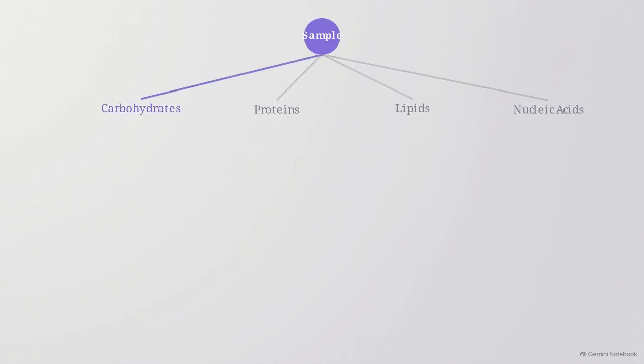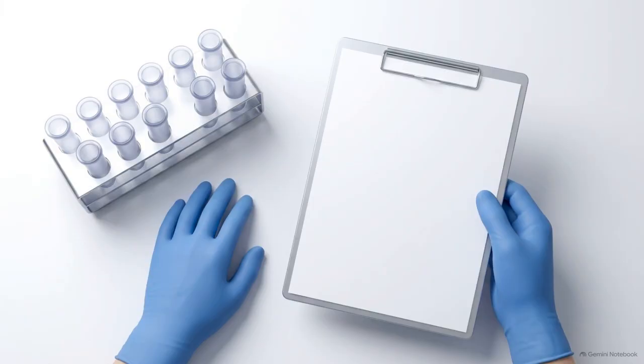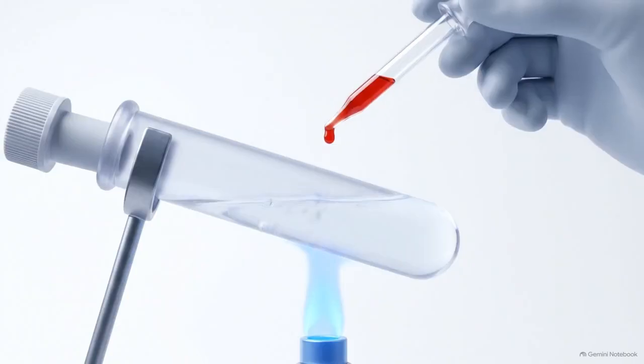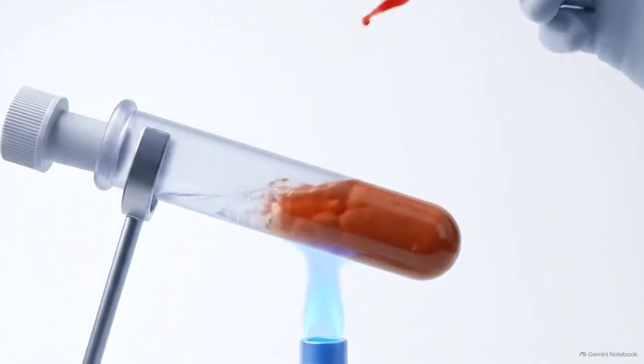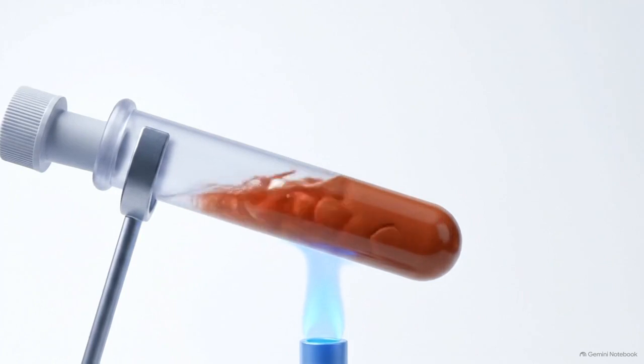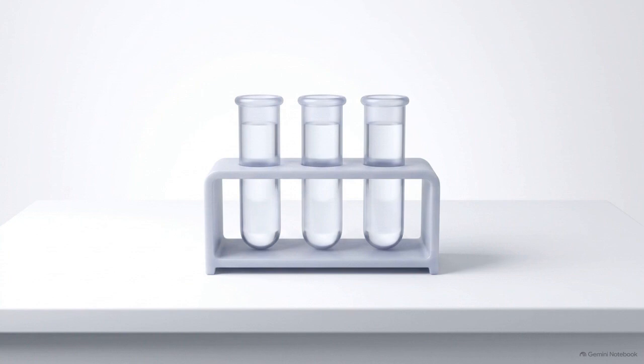Running our unknown liquid through these tests creates a deductive pathway, eliminating possibilities one branch at a time until the identity remains. In the lab, we don't just observe. We deploy specific reagents and apply heat to trigger reactions, forcing these molecules to produce a physical signal of their identity. Our first objective is to categorize the unknown sample into one of the major macromolecule families.